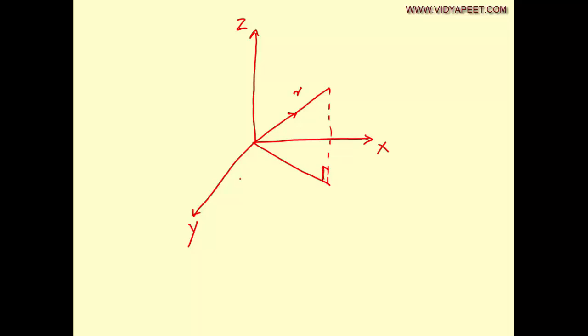Now if I look at this vector, then I can take the projection of this vector along y-axis and x-axis. So let us take this as y and this length as x. So the length starting from the origin to this point is taken as x. Now let us take this vector as r1. Now r1 will be nothing but xi plus yj.